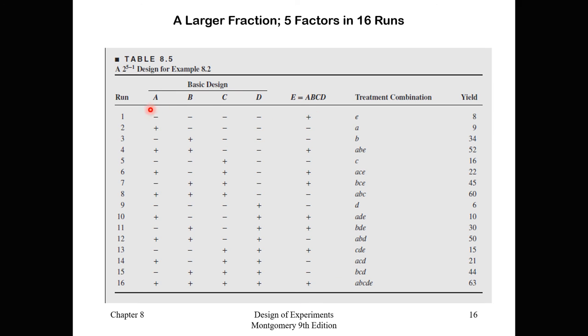And then I can use the A, B, C, D, E column to create which of the treatment combinations I should be running. So remember, anything that has a plus under it, that's when you include the letter. Anything that has a minus under it, you don't include the letter. And if we had anything with all minuses, we would just use the number 1.